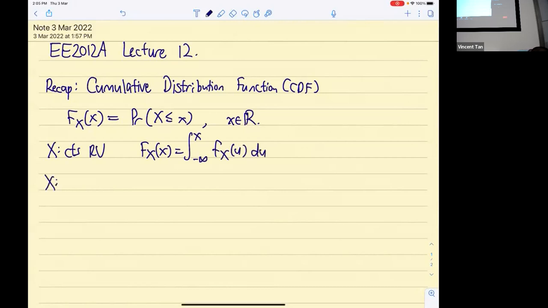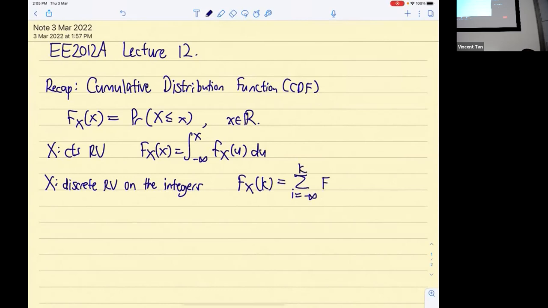And if X is a discrete random variable with support on the integers, that means whole numbers, then F_X(k) is nothing but the sum from i running from minus infinity, accumulating all the way from the left-hand side up to k, of the probability mass function p_X(i). So this is the probability mass function of the discrete random variable, and this is the probability density function of the continuous random variable.